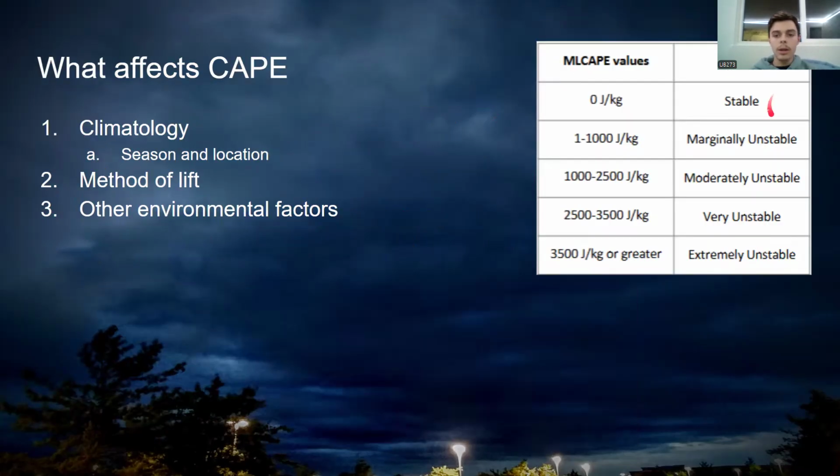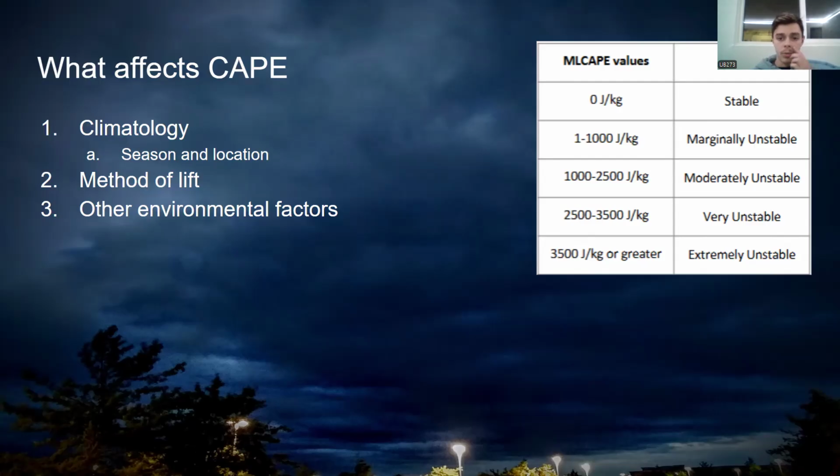All right. What affects CAPE? Well, climatology, depending on where we are, is going to affect CAPE. Obviously, there are certain regions that are typically more associated with instability than others, in certain seasons as well. Then there's the method of lift: what is the way that the parcel is being lifted? And then just other environmental factors.